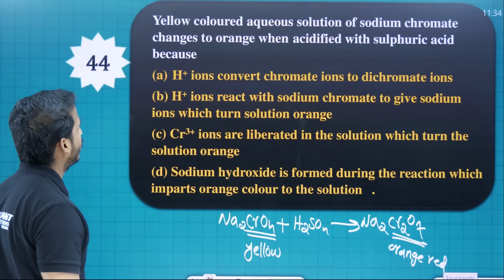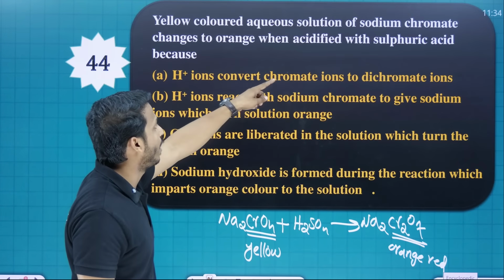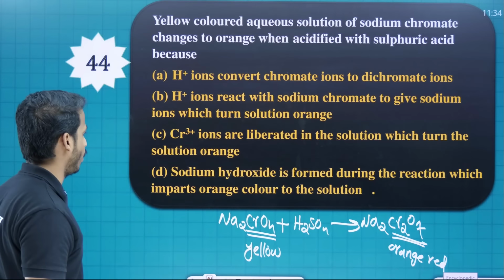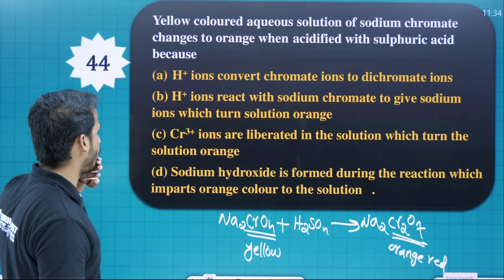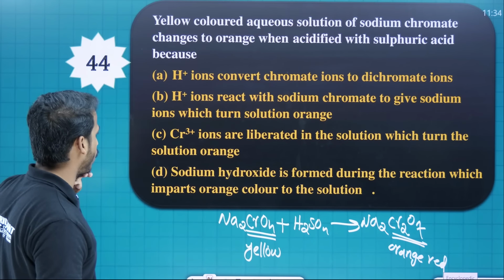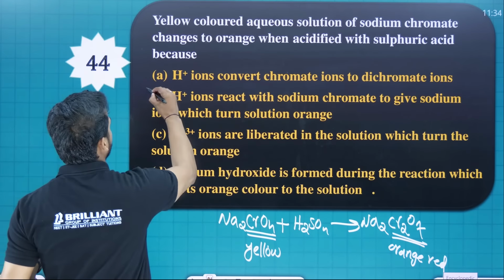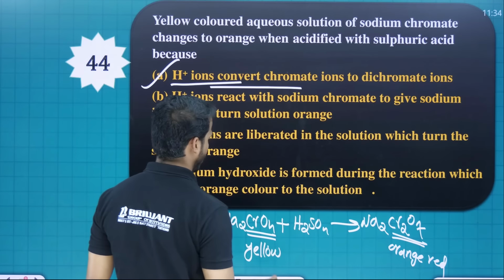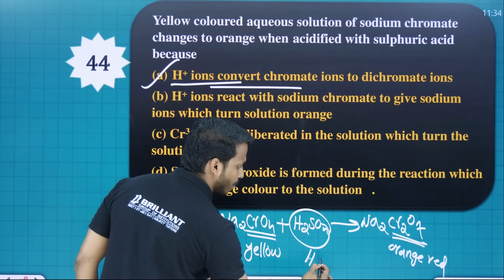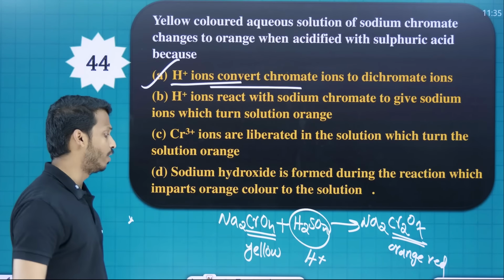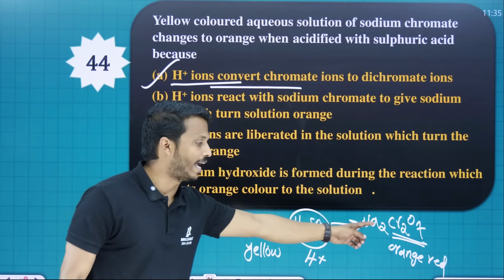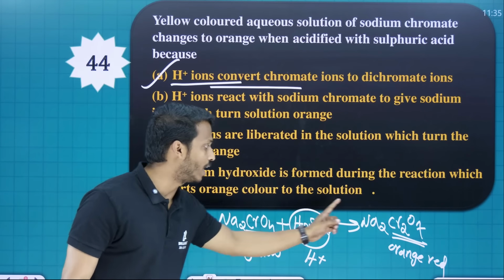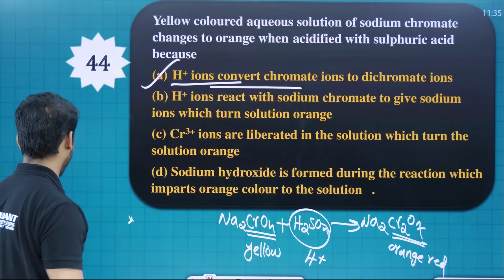So what is the reason? H plus ion converts chromate ion to what? Dichromate ion, formed during the reaction, which imparts orange color to the solution. It means H2SO4 is H plus, right? H plus ion converts chromate to which one? Dichromate. Chromate is yellow color, dichromate is orange red in color.